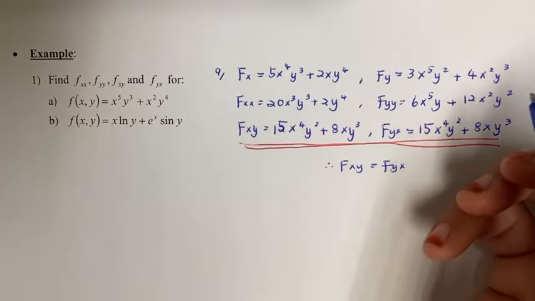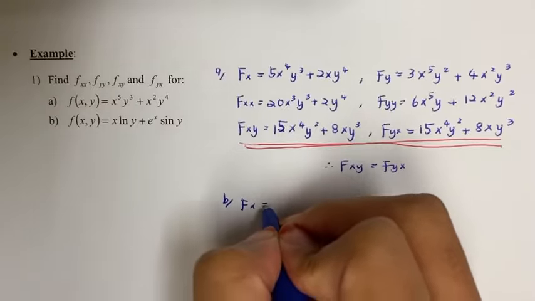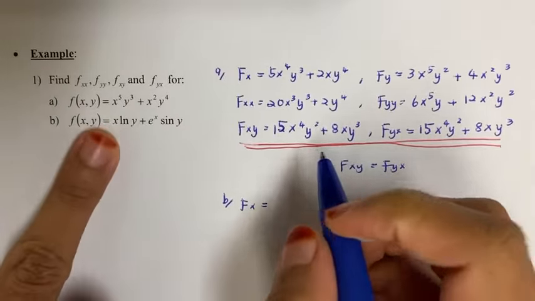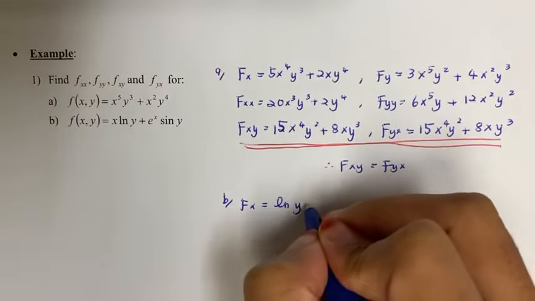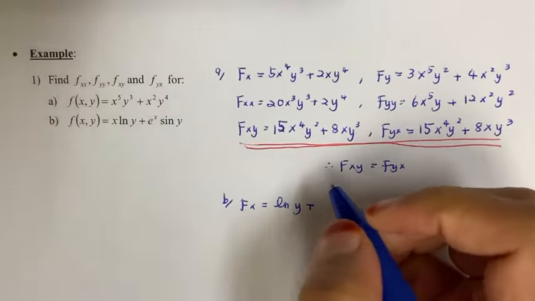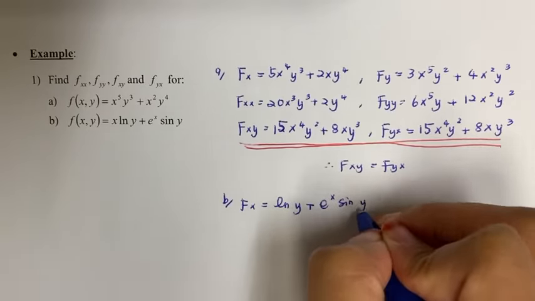And then for B, you have to find f_x first. So from this one, differentiate with respect to x, you have ln y plus differentiate e to the x, which is e to the x sine y.